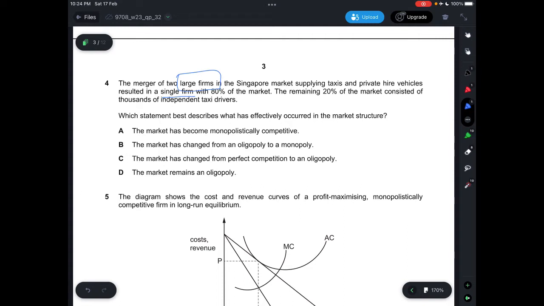So A says the market has become monopolistic competitive, which is incorrect. Because in order for the market to become monopolistic competitive, there should be a lot of firms, and the products are homogeneous, right?